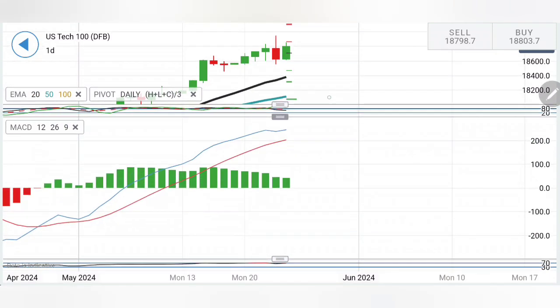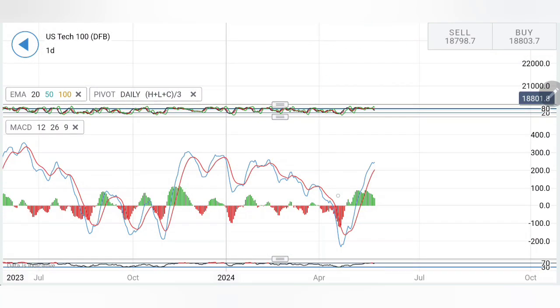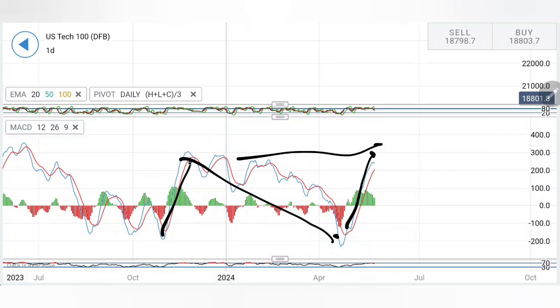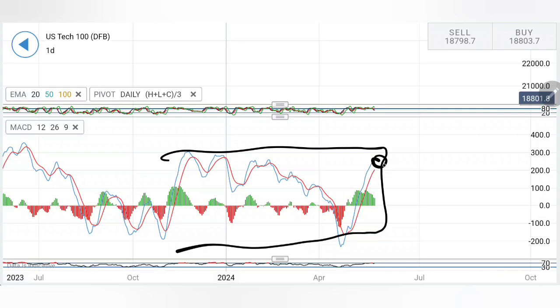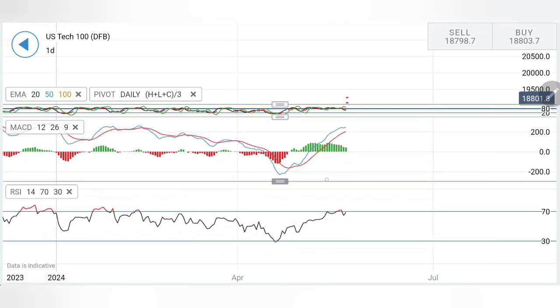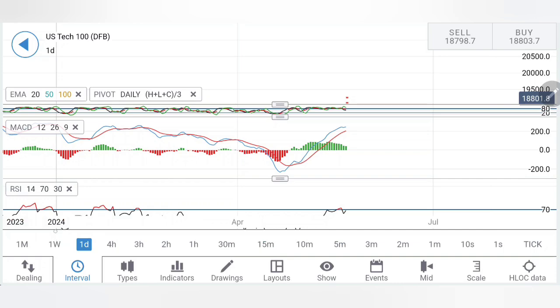Stochastic has dropped from the overbought zone. Look at the MACD here, the rise, retracement, it has again retraced towards the top here and it is almost at the highs here. It is staying in the box. Let's see if it shows a crossover here. Right now it is still bullish. It is not willing to cross over. RSI near to overbought zone.